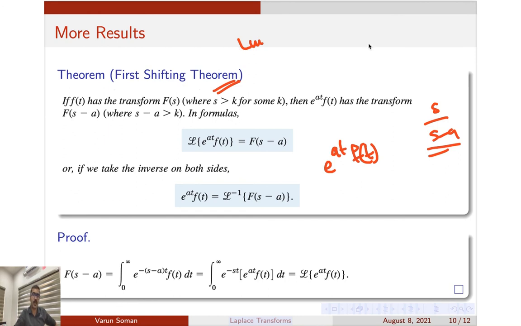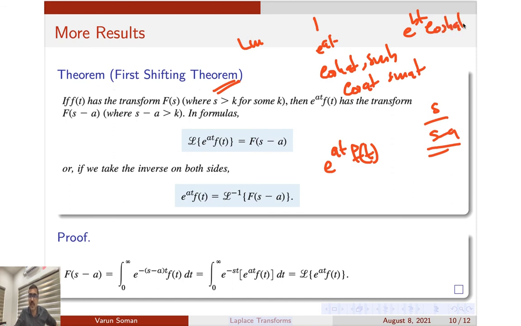Also now we have a table of transforms involving one, e raised to at, cosh at, sinh at, cos at, sin at. I can say that I also know the transform of e raised to bt into cosh at. What is e raised to bt into cosh at? You know the transform of cosh at: it is s by s square minus a square. So when you supply e raised to bt, it will be s minus b by (s minus b) the whole square minus a square. Similarly, you can know the transform of e raised to bt into sinh at.